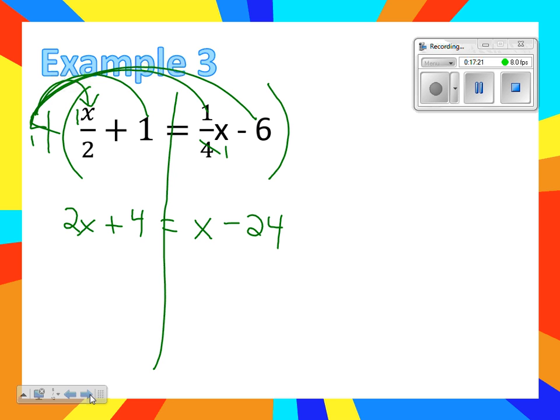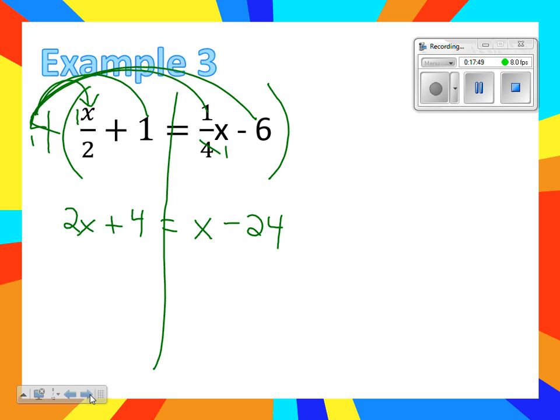Step 3. Combine anything here? Anything match on this side? Nope. Combine anything here? No. If you could, you would, but we can't, so we're not. Why do I keep asking if you can combine? Because eventually, there'll be something you can combine. Step 4. Put your variables on one side, put your numbers on the other.